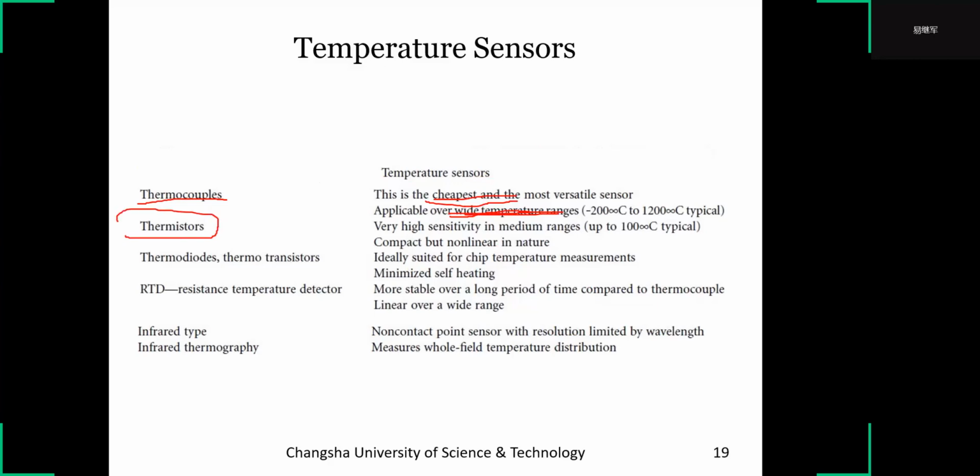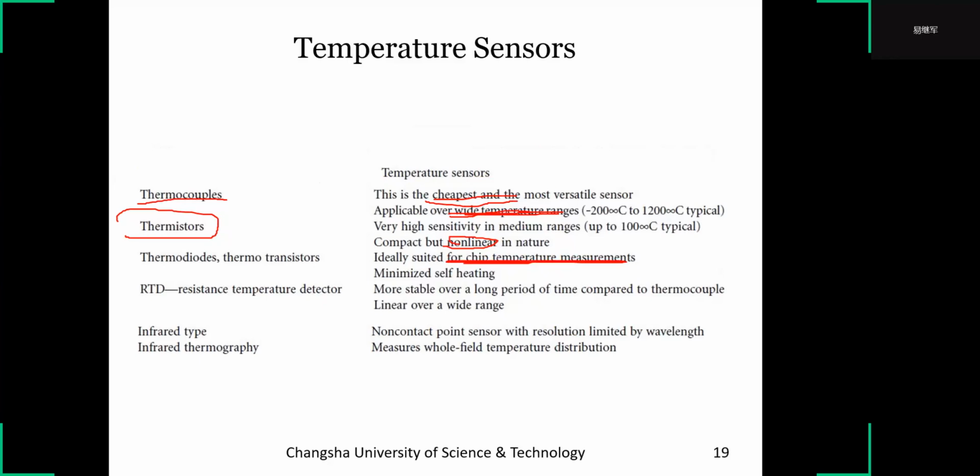Thermistor: very sensitive in medium range, compact but non-linear in nature. Thermal diodes and thermal transistors are ideally suitable for cheap temperature measurements, minimizing self heating.